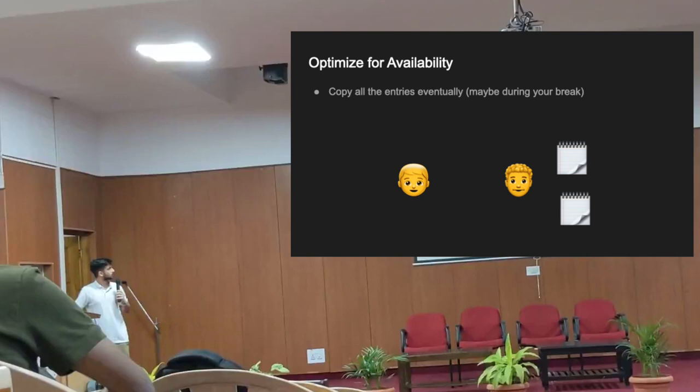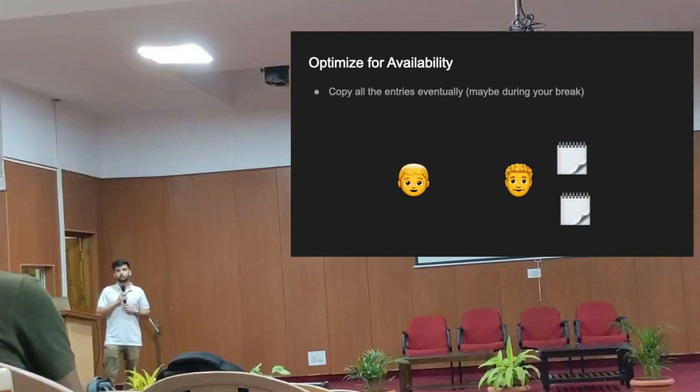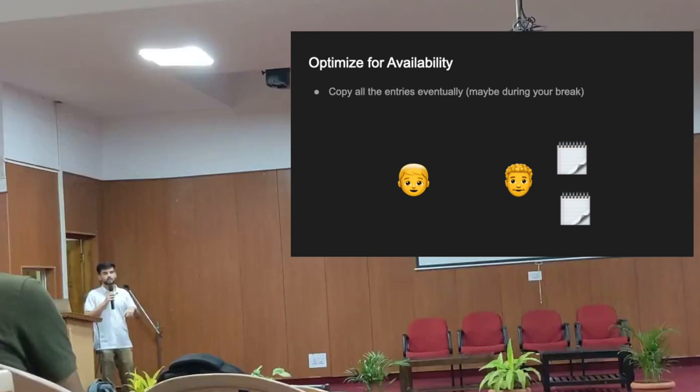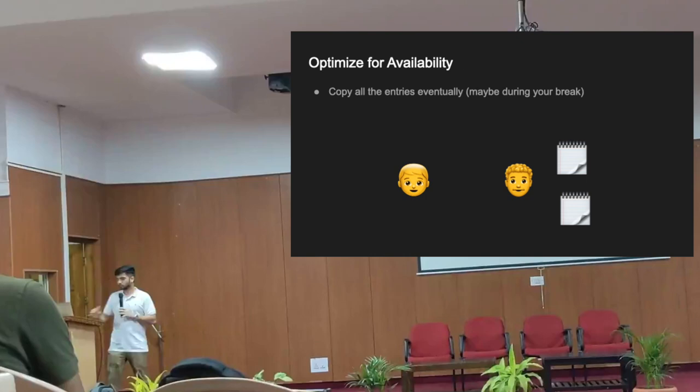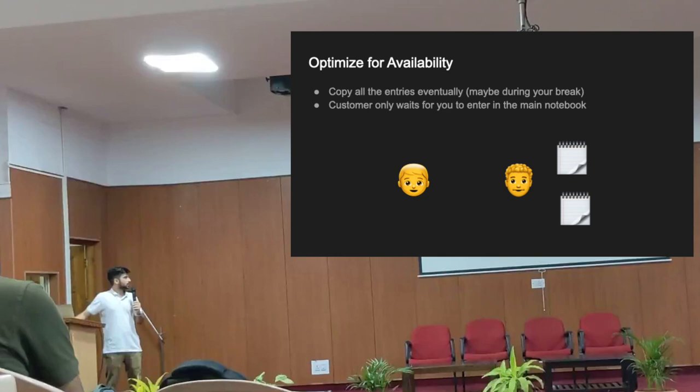Right. Copy all entries eventually. So this is one of the concepts in distributed systems called eventual consistency. It means eventually both my notebooks will be consistent, but not at this exact point in time. So the customer only waits for you to enter in the main notebook, and then you can move on to the next customer.